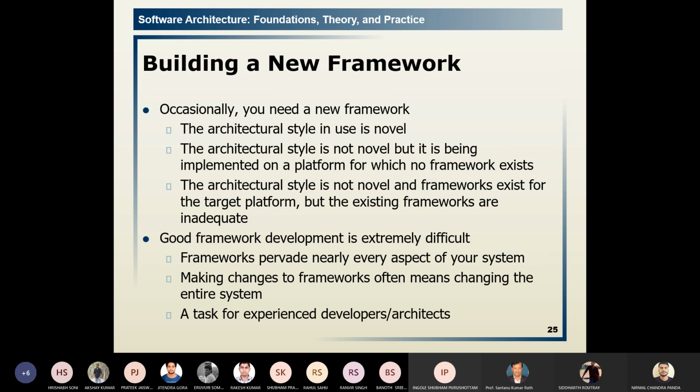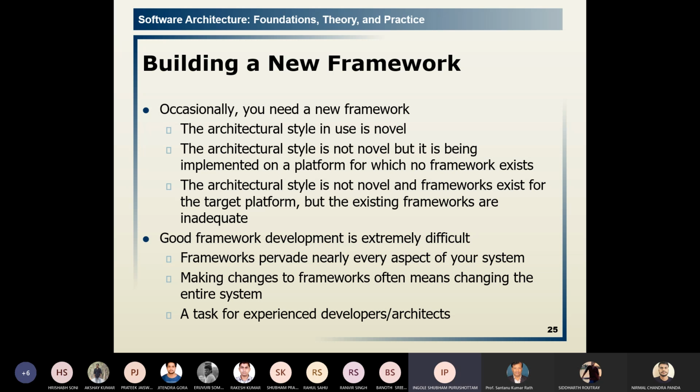So we can also build a new framework. There are some guidelines for this. Occasionally you need a new framework. What are the reasons? First, the architecture style in use is novel, so no frameworks are available. Second, the architectural style is not novel, but it is being implemented on a platform for which no framework exists. We have chosen an architectural style and a technology, but no framework is available for the technology.